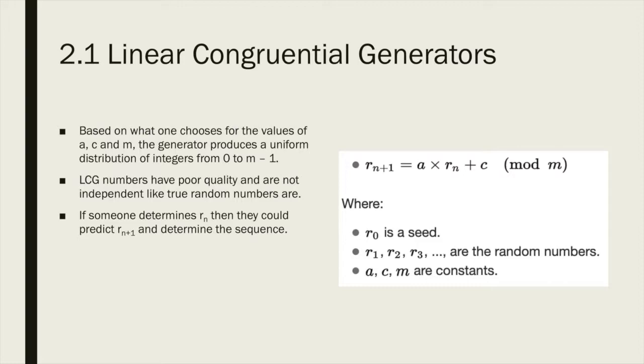LCG numbers have poor quality and are not independent like true random numbers are. However, they can still be used for a lot of tasks and are very helpful. However, if someone knows R_n, then they could predict R_{n+1} and determine the ultimate sequence, so they could back into the generated list of numbers, so they truly wouldn't be random in the end.